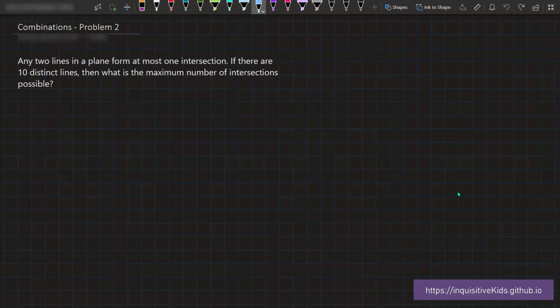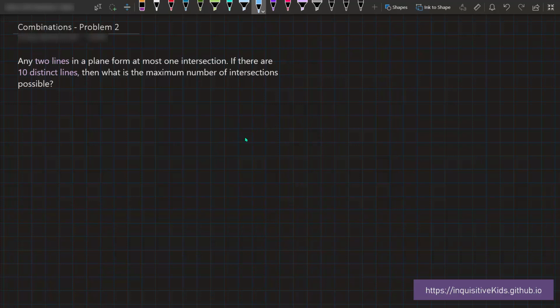Now, this problem does require a bit more thinking before actually setting up the problem and solving the combination. So this is a bit more multi-step than our previous word problems. We are given that any two lines form one intersection, and we are given 10 distinct lines, so 10 different lines. We can actually transform this problem into something much simpler and much easier to set up.